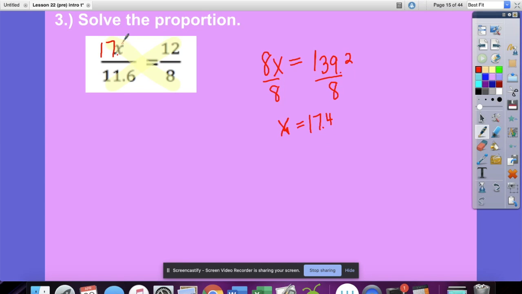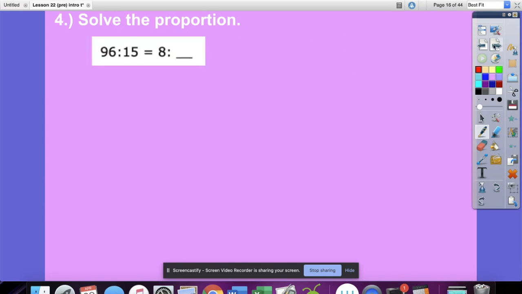So my value for X, in order to make these two ratios form a proportion, X would have to be 17 4/10. Number 4, this one looks a little bit different. It's saying that the ratio of 96 to 15 is the same as the ratio of 8 to what? This one looks a little weird, so I would just write it how we're used to. I would write a 96 to 15 ratio is equal to an 8 to blank ratio.